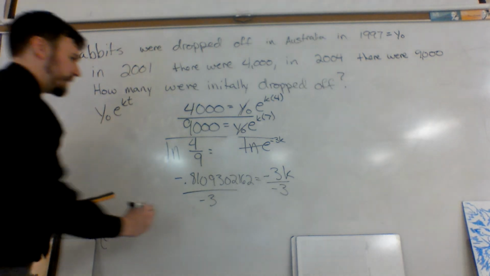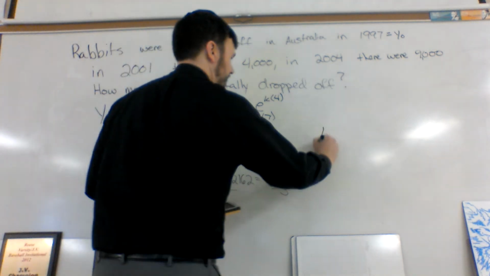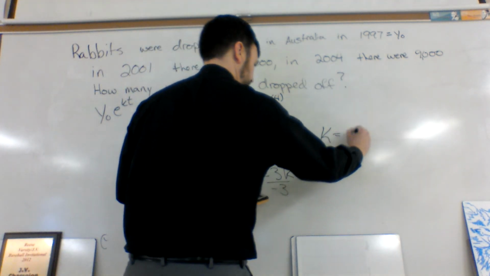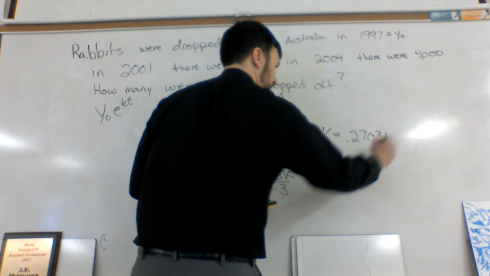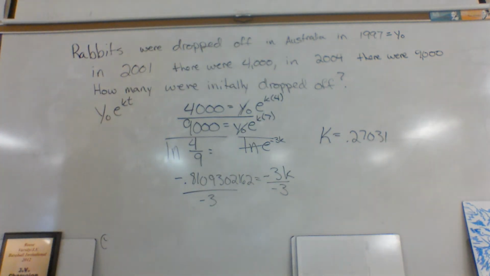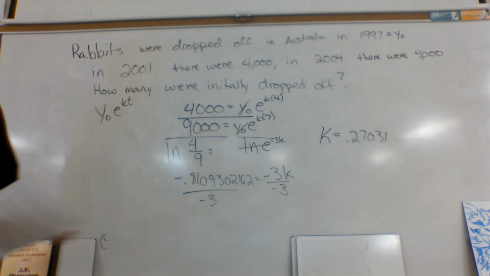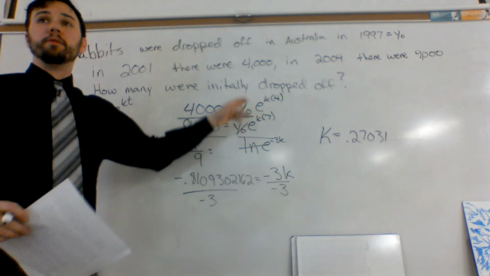So I get my k equals 0.27031, and then a bunch of zeros after that. It came out the same no matter which way you did it. That's my k. I need to find y sub 0, because I had 2 variables. You can put it in either equation.